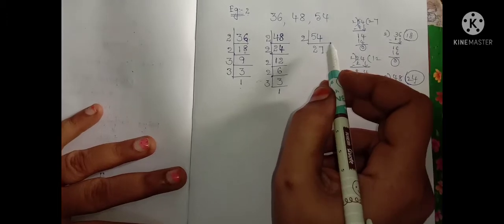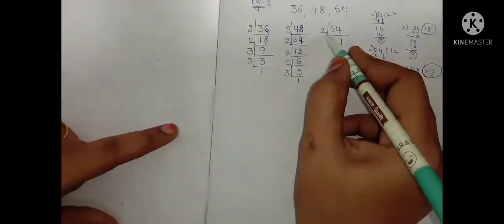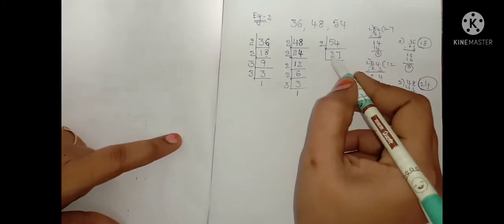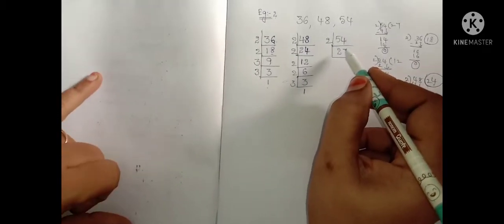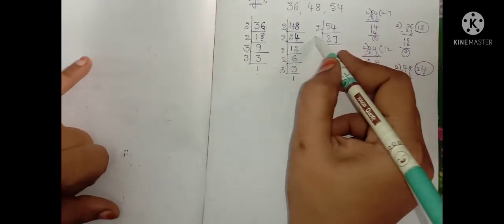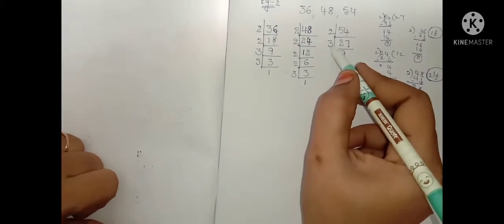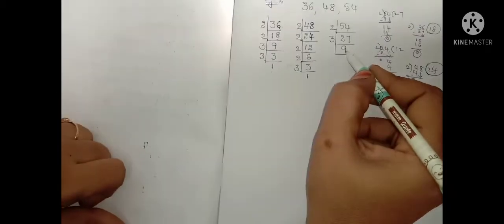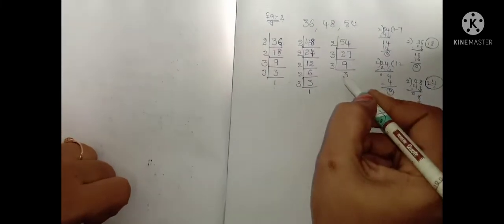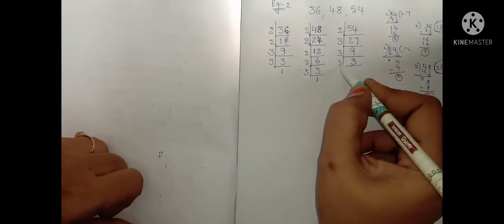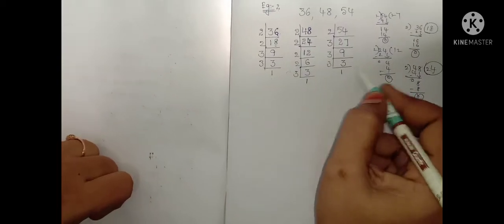In which table is it possible? Here you want to take only prime numbers. Which prime table is possible for 27? The 2 table is not possible, so you can take the 3 table. 3 nines 27. 3 is also a prime number. Next, 9 is possible in the 3 table. 3 3s 9. Again 3, 3 ones 3. A 1 came, so leave it.